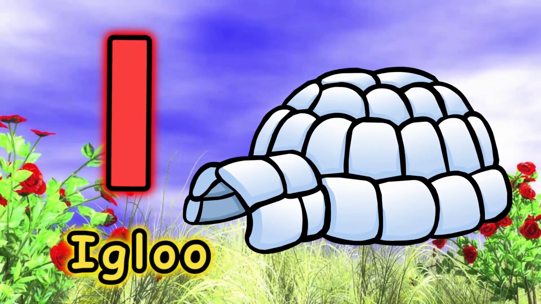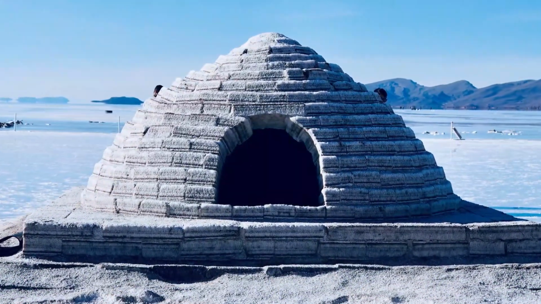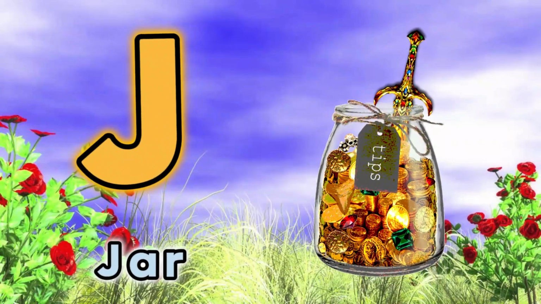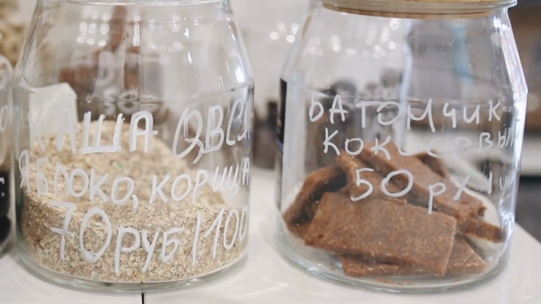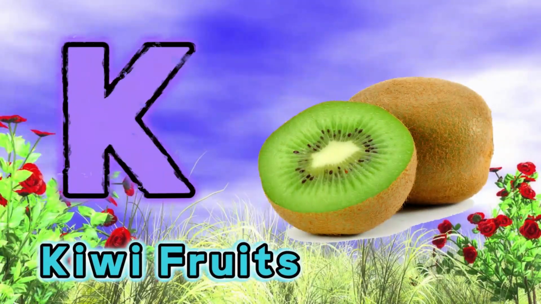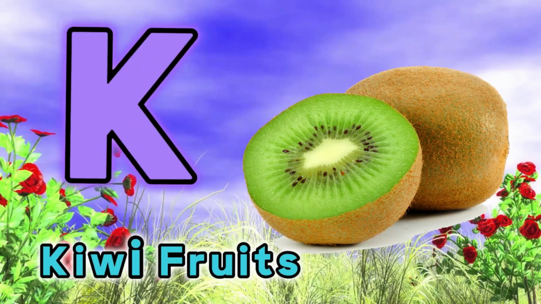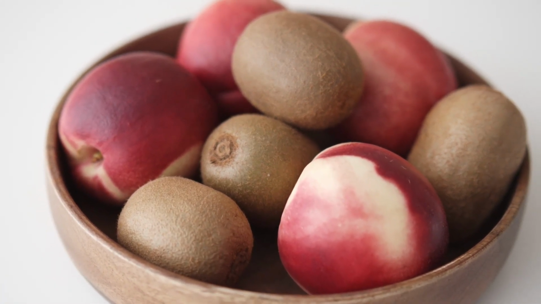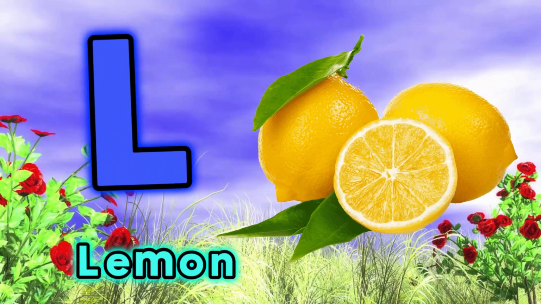I for igloo. J for jar. K for kiwi fruits. L for lemon.